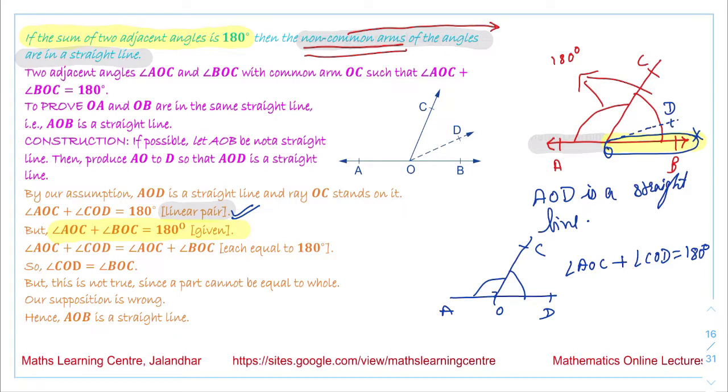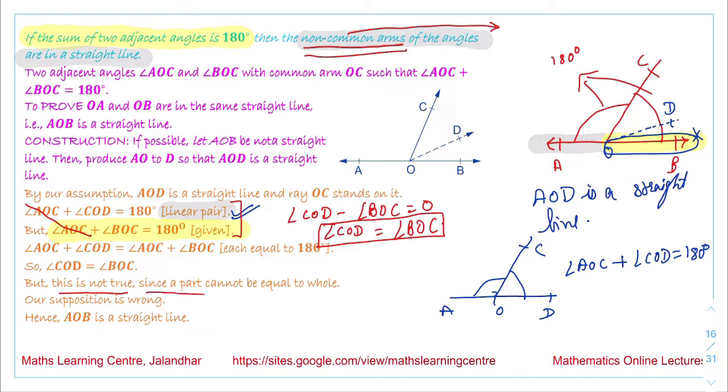So if we subtract these two equations, AOC and AOC get cancelled, and we are left with angle COD minus angle BOC is equal to 0. So it means angle COD is equal to angle BOC. What we have reached is not true, since a part cannot be equal to the whole. We are saying this is a part of this angle and this cannot be equal to the whole, so our supposition is wrong.